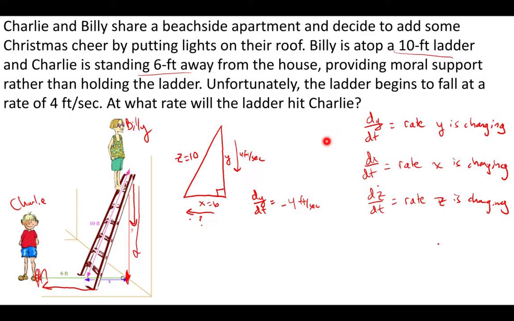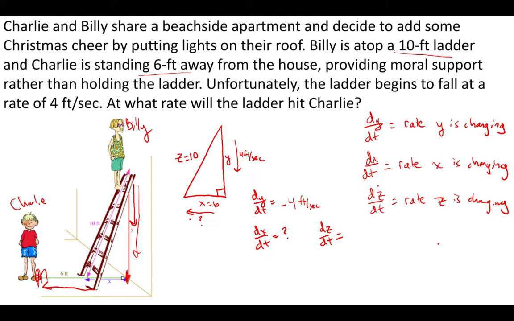And what we're actually asked to find is dx dt. We want to find the speed that the x side there is changing. How fast is the bottom of the ladder moving out? So how fast is that gap changing? We're trying to solve for dx dt. It doesn't explicitly say it in the problem, but we actually know what dz dt is as well.